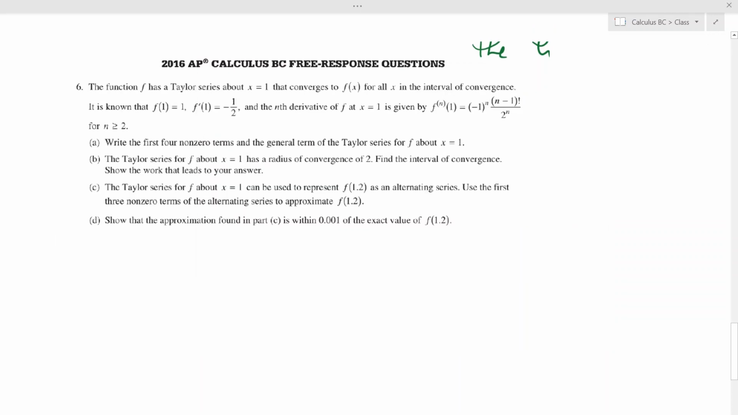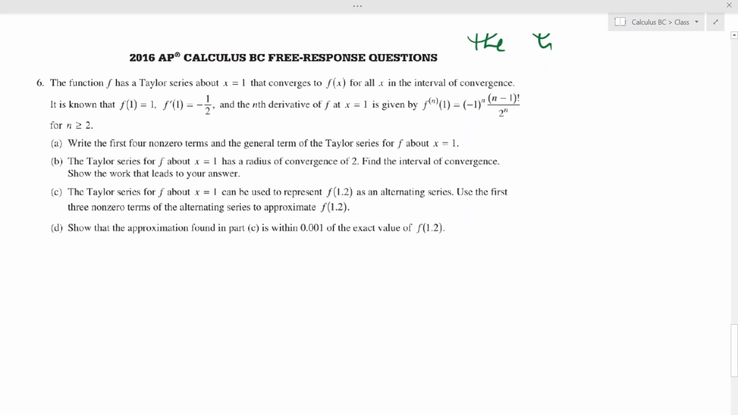So 2016, number 6, another series question. And like I was saying in the last question, they're defining the nth derivative rather than just giving you a function to derive over and over again. They don't want you to do that because they don't want you memorizing rules or anything. They want you to be able to build this from weird rules, I guess. They're giving you all the tools you need to find the nth derivatives.